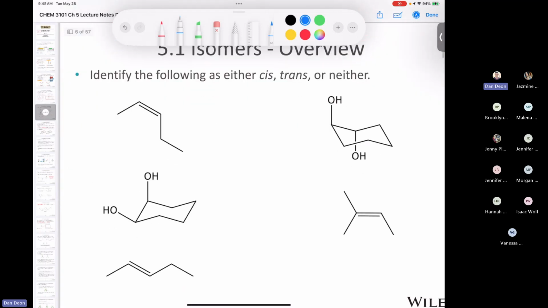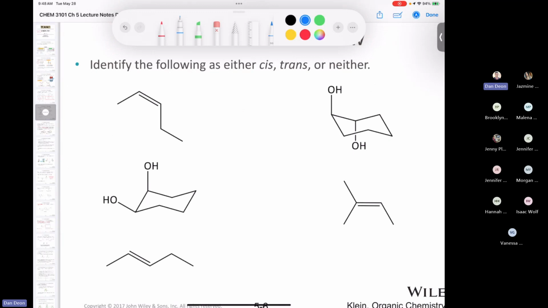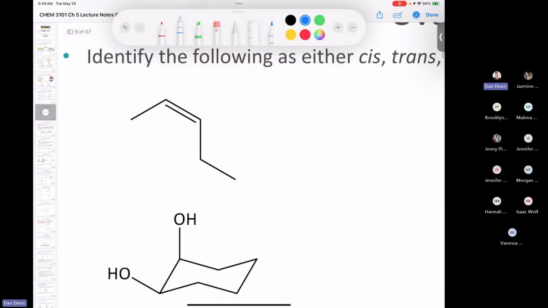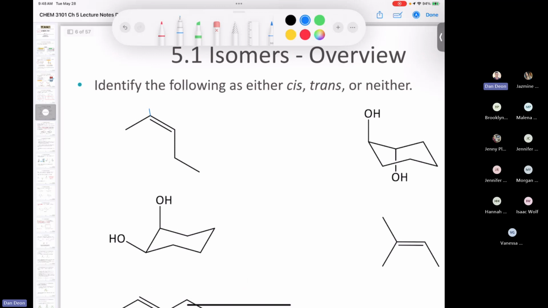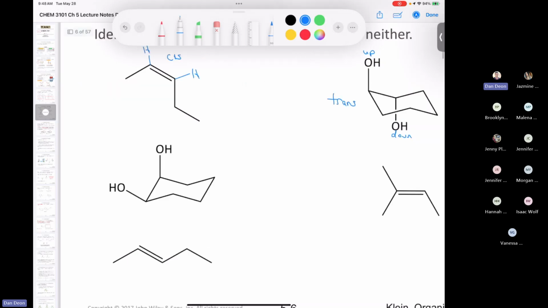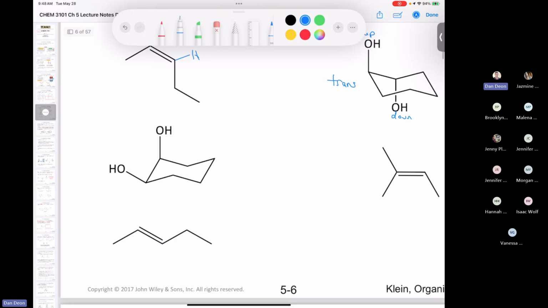All right. Let's see if we can identify these compounds as being cis, trans, or neither. Well, we've already looked at these, so I won't spend too much time on this. You can see in this one, the two protons are on the same side of the double bond. And so this is a cis alkene. On this one, you have one hydroxyl going up, the other one going down. And so this is a trans compound. This one, this hydroxyl is going up and this hydroxyl is going up. So this is a cis compound. This hydrogen is going up. This hydrogen is going down. So this is a trans compound.